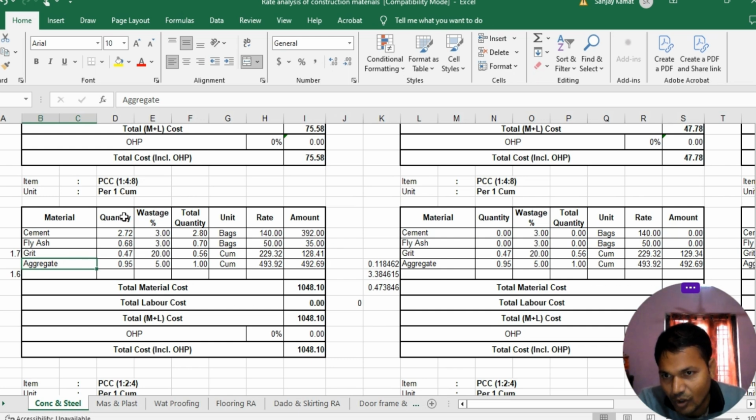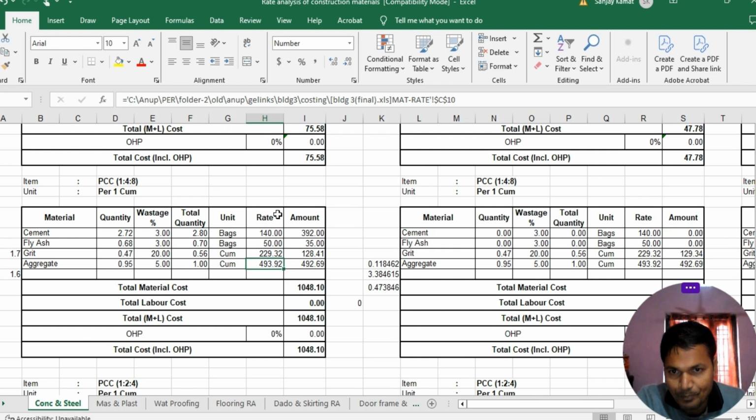So this time how much quantity of aggregate we have to take? We have to take 0.95 volume only, and the wastage percentage of the aggregate is how much? 5%. And the total quantity, again you have to take one only. Okay, one. And the aggregate unit is always cubic. Okay, and the rate of aggregate is 493.92. Let's multiply, how much is it coming?